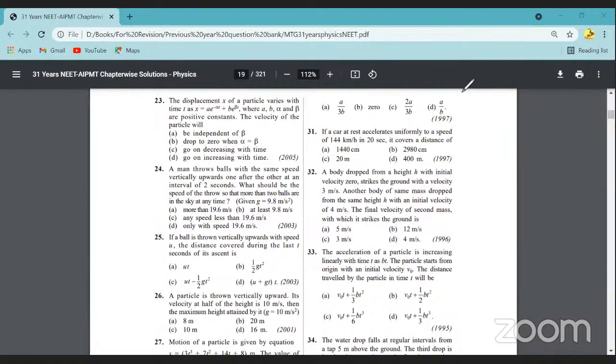Achha, let's solve. A man throws balls with the same speed vertically upward one after the other at an interval of 2 seconds. Yes, juggler kind of question. I had said to you. So delta t time gap दिया हुआ है 2 सेकेंड. What would be the speed of throw? U कितना? So that more than 2 balls are in the sky at any time.